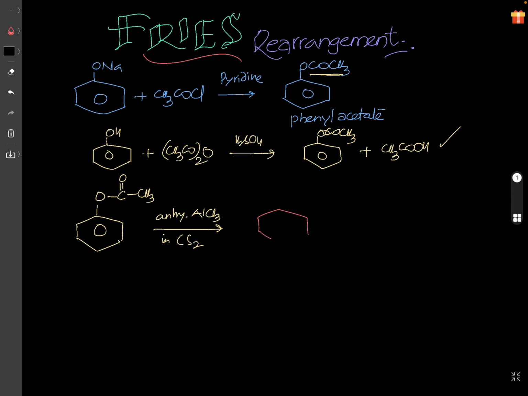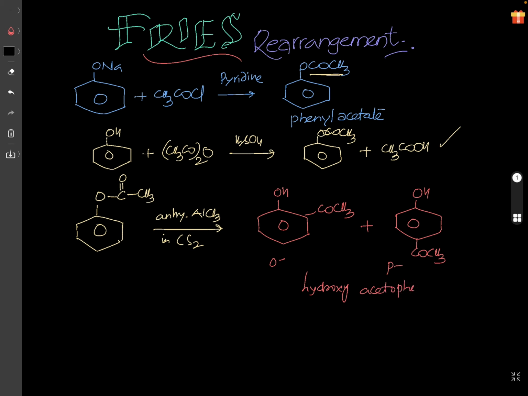Now this will become OH here, COCH3. Either ortho position, or you can expect it para position also, COCH3. So you can say ortho hydroxy acetophenone or para hydroxy acetophenone. Ortho, this is para hydroxy acetophenone. This migration of this group COCH3 either to ortho position or para position is known as Fries rearrangement.